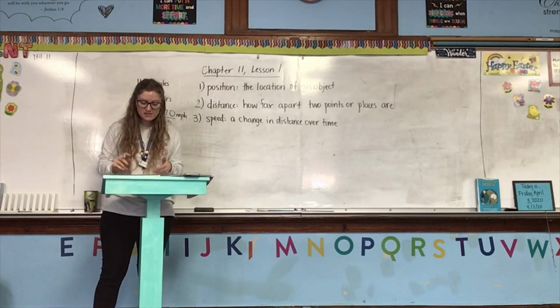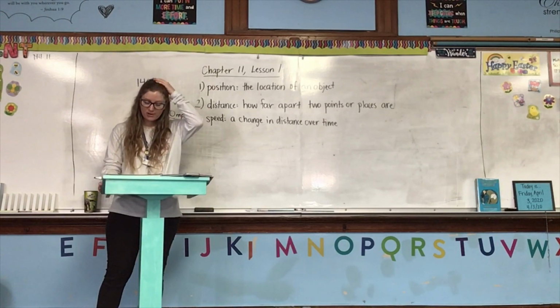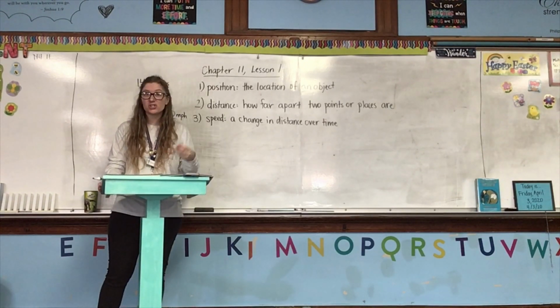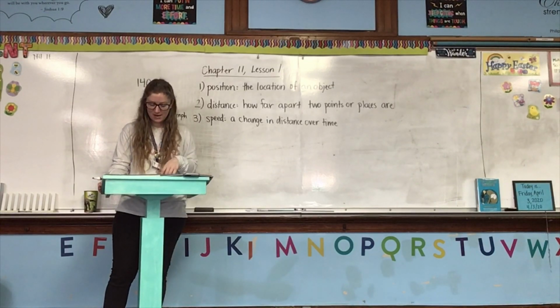So suppose that in 1 hour you pedal your bike 12 kilometers or 7.5 miles. That means your speed is 12 kilometers per hour or 7.5 miles per hour.